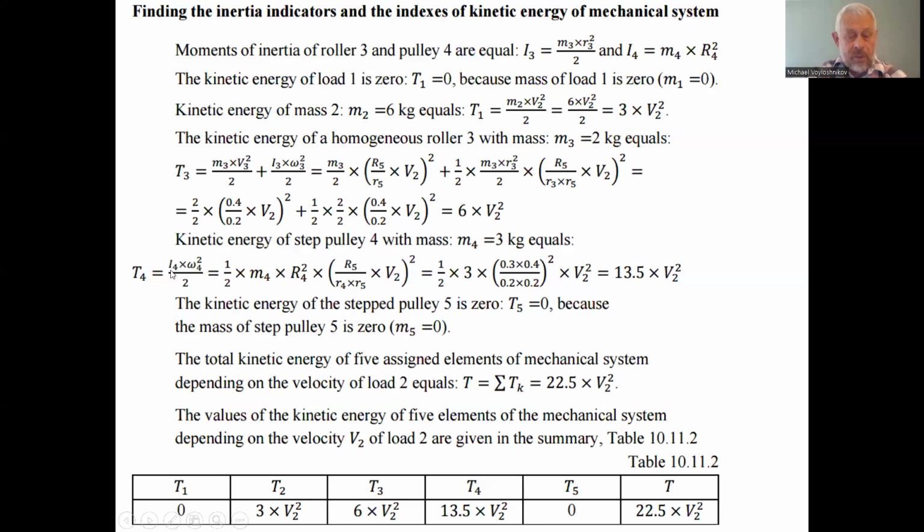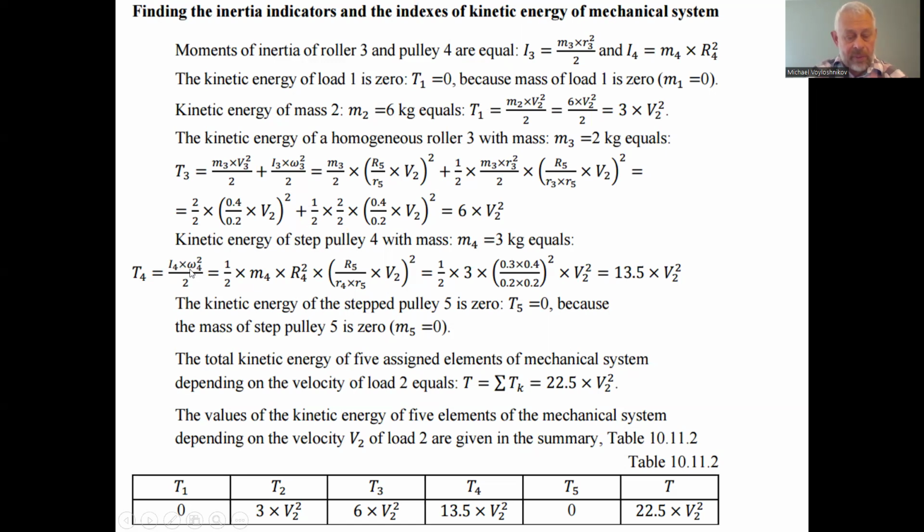We have even distribution of the mass along the rim of this step pulley. This I4 is defined as the mass of this pulley multiplied by r squared for the distribution of the mass by the rim. It looks like the moment of inertia of a rotating ring, multiplied by the angular velocity omega 4 squared.